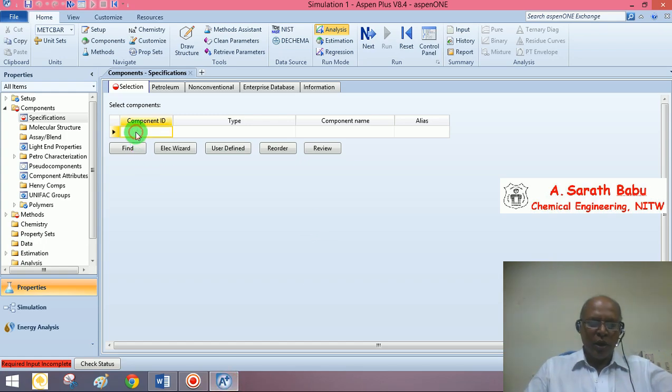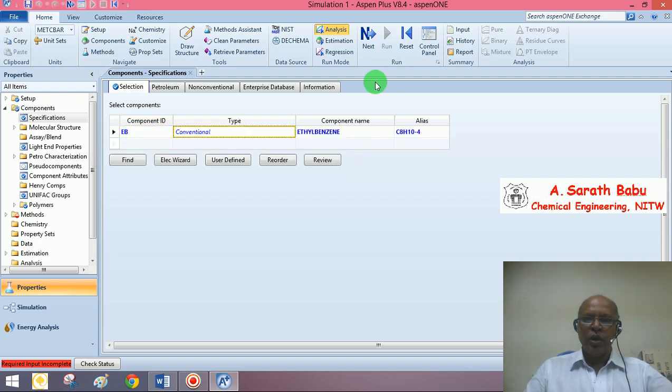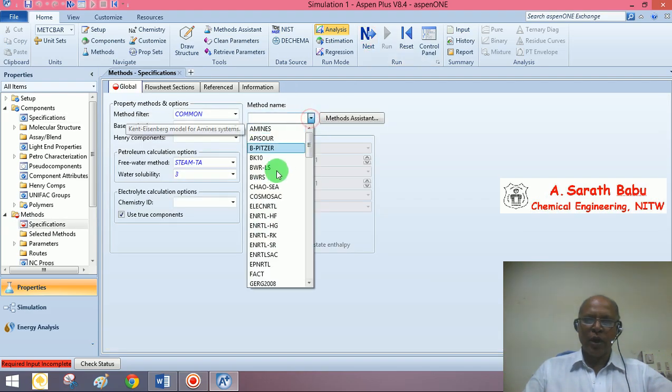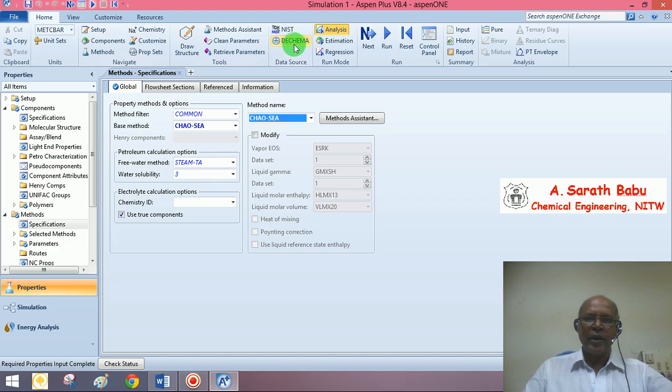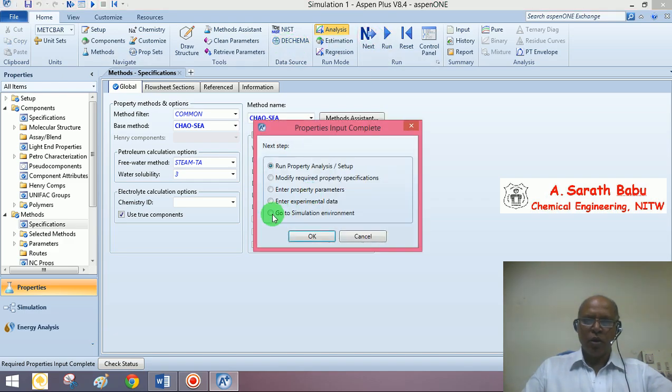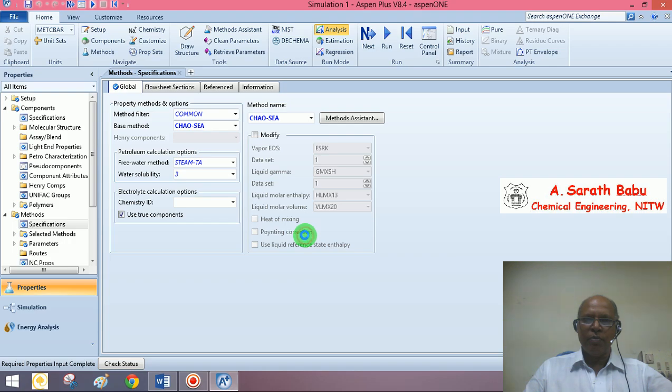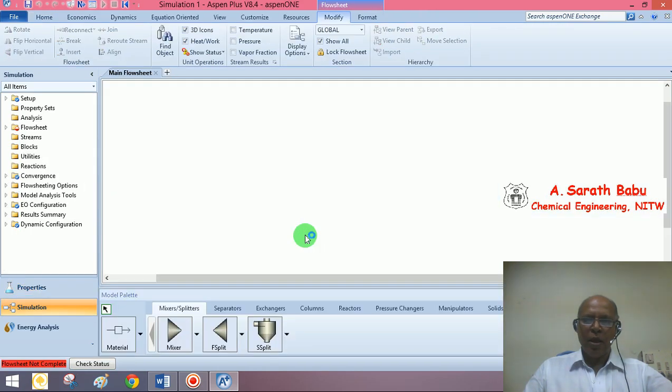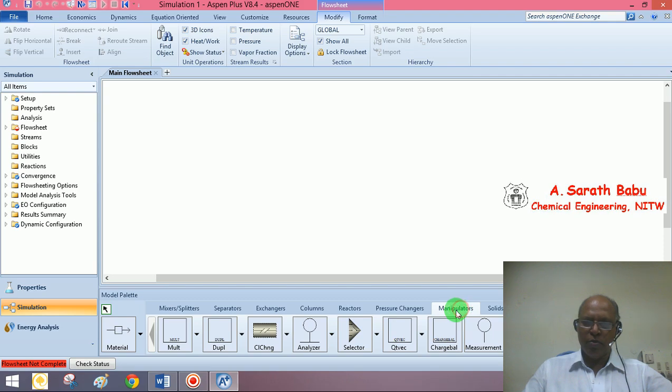Now the only component that we are going to handle in this problem happens to be ethyl benzene. Say next. Now choose a property method. Say next. Go to simulation environment. Now as is required, we would like to simulate both the options in the same simulation. I'm going to use a duplicator block. You have already seen what is the use of this duplicator block.